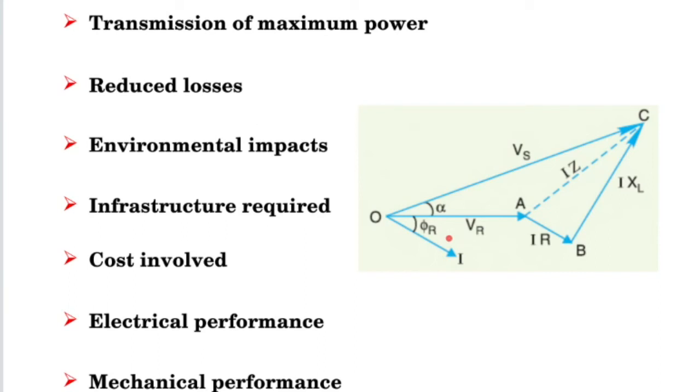So the power factor angle is phi r and the current is lagging. Now the question is, why is this phasor diagram showing the current to be lagging with respect to the voltage VR? Can anyone answer that?